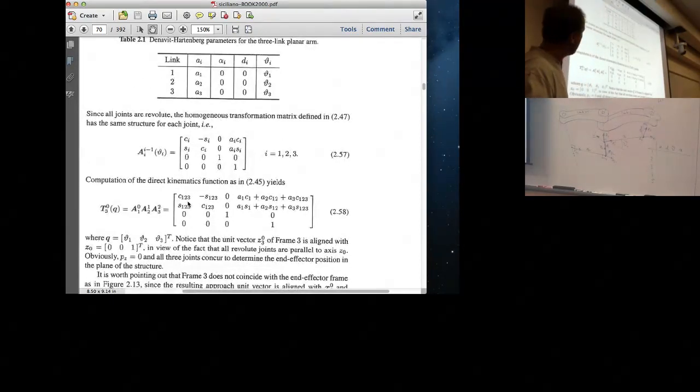Okay, he basically goes into the effort of writing out all the transformation matrices and the entire transformation then, as it would look like from end effector coordinates to base coordinates.